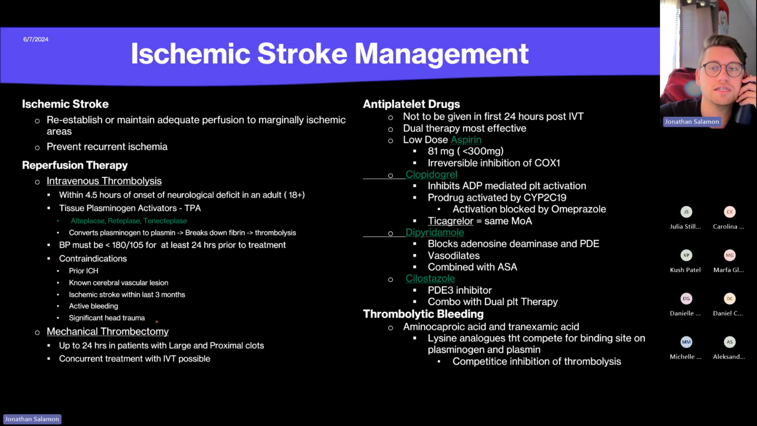You will get a question. You might get a question where everything in it is textbook: we absolutely have to give them alteplase. It says symptom onset 2 hours ago. They clearly have a stroke, right? They're 18. Their blood pressure is normal.